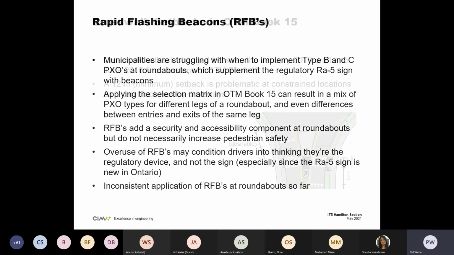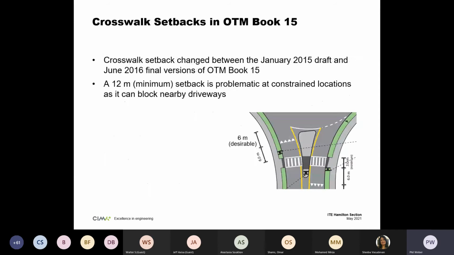Just a couple more things. It's interesting to note the crosswalk setback change between the January 2015 draft and the June 2016 final version of Book 15. In the January 2015 draft, this is what it looked like. We had a 6-meter dimension between the crosswalk and the yield to pedestrian line, and then a 6-meter desirable dimension between the line and the roundabout. And that's what it looks like here.